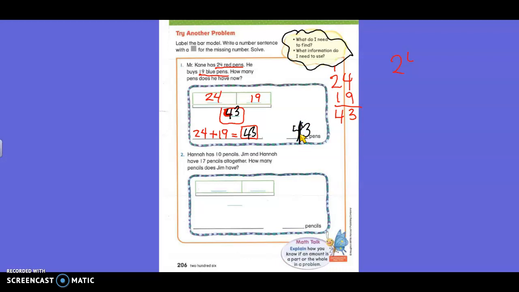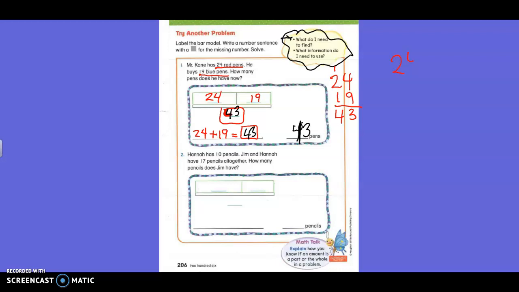All right, now let's do the next problem. Hannah has 10 pencils. Jim and Hannah have 17 pencils altogether. How many pencils does Jim have? Okay, so I'm going to look up here again. What am I trying to find?